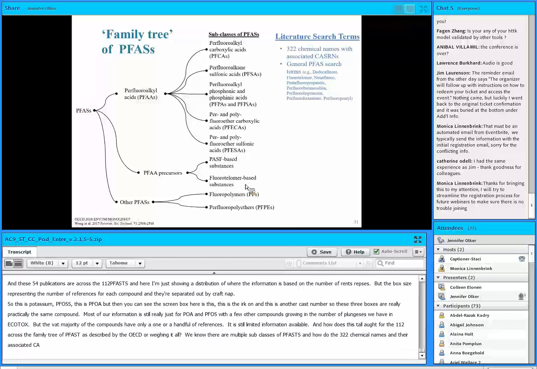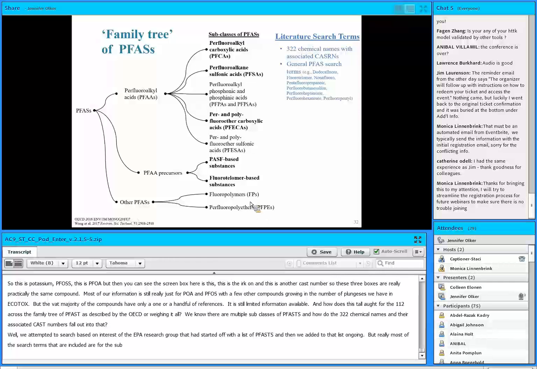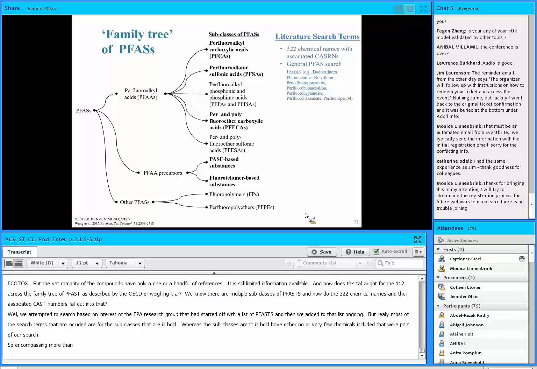Well, we attempted to search based on interest of the EPA research group that had started off with a list of PFAS. And then we've added to that list ongoing, but really most of the search terms that are included are for these subclasses that are in bold, where the subclasses that aren't in bold have either no or very few chemicals included in them that were part of our search. So we're encompassing more than just one subclass, but definitely not able to be entirely comprehensive at this time.